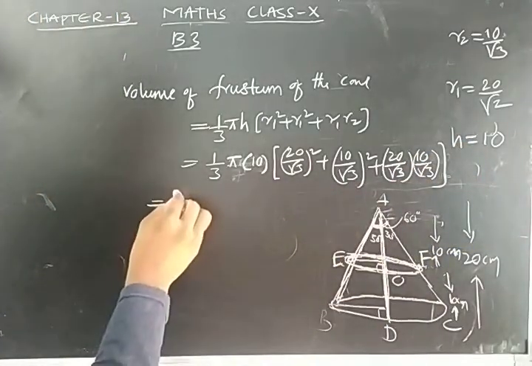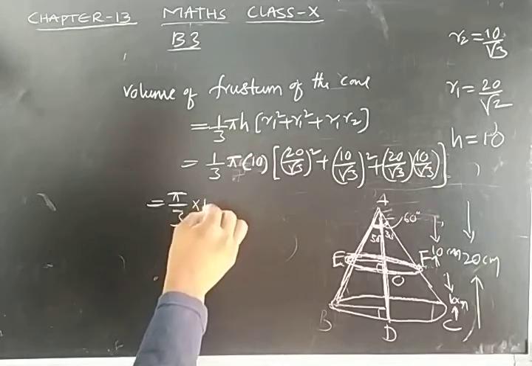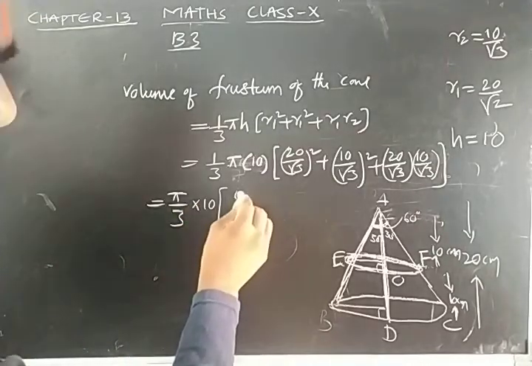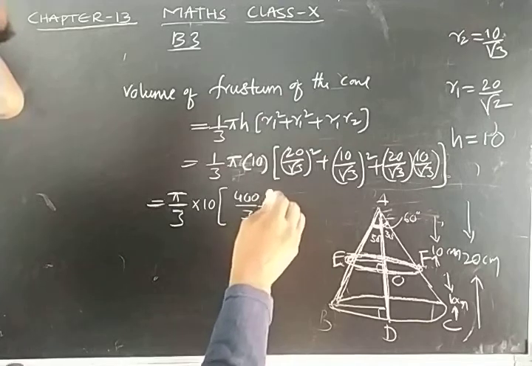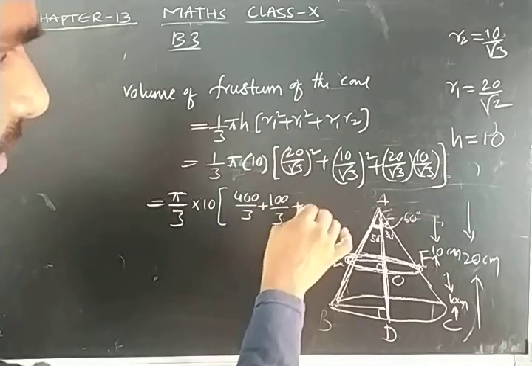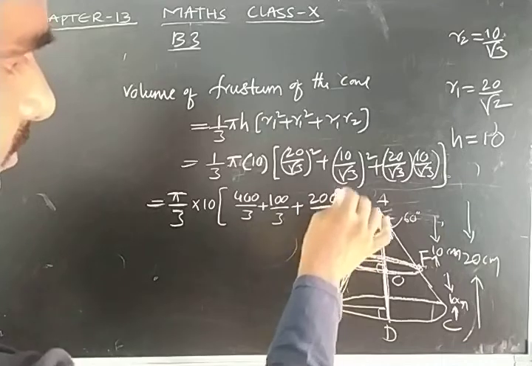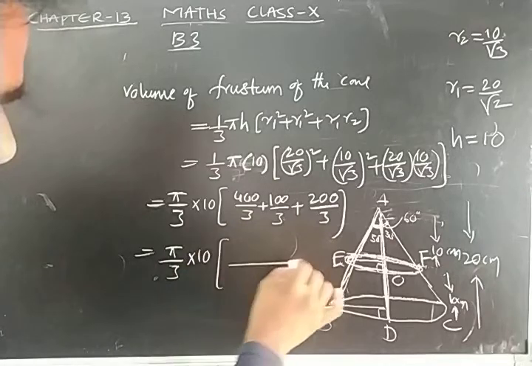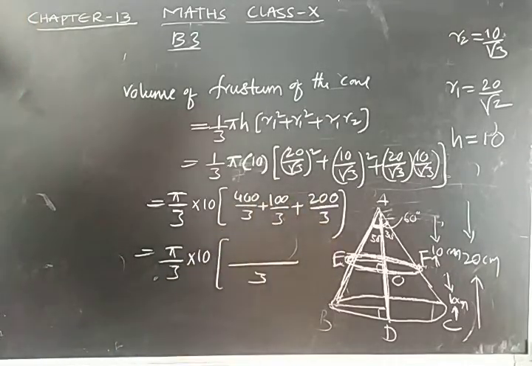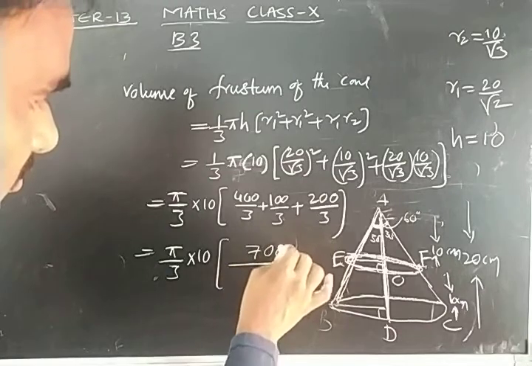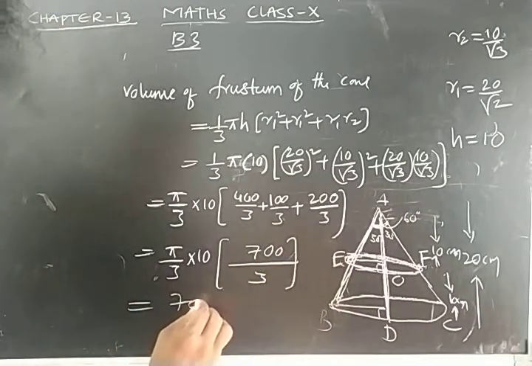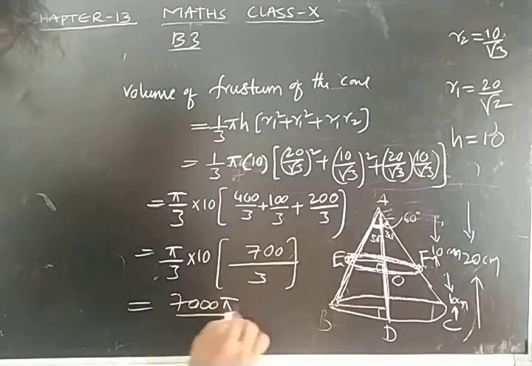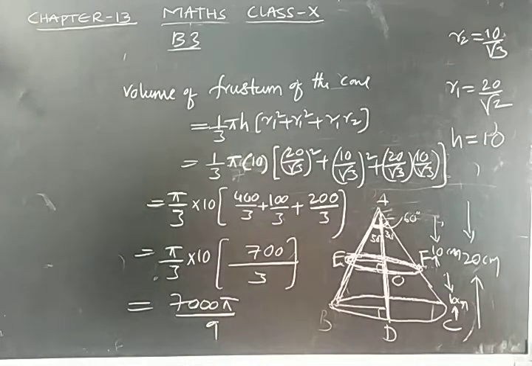Bracket close. So here you will get pi by 3 into 10 into 20 square, 400 by 3, plus 100 by 3, plus 200 by 3. By taking the LCM, pi by 3 into 10, 3 is LCM, 400, 200, 600, 700. 700, this is 7000 pi by 9. This is the volume of the frustum of the cone. Right? 7000 pi by 9 is the volume of the frustum of the cone.